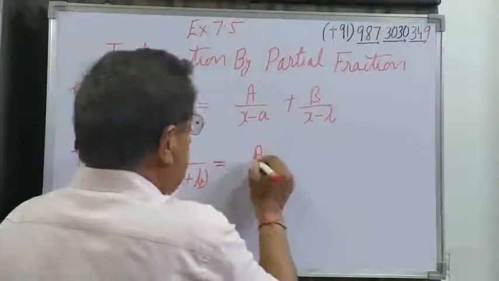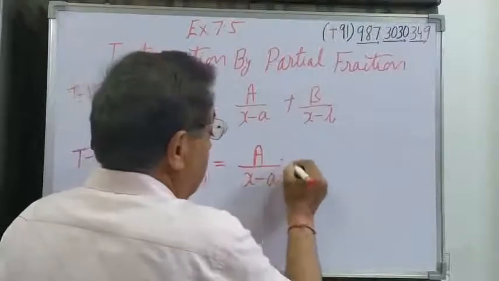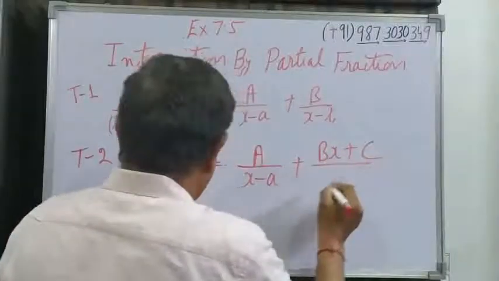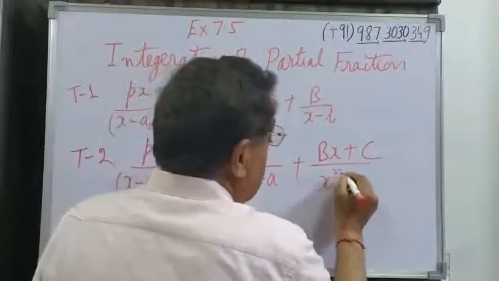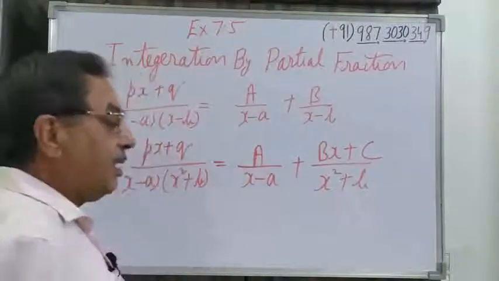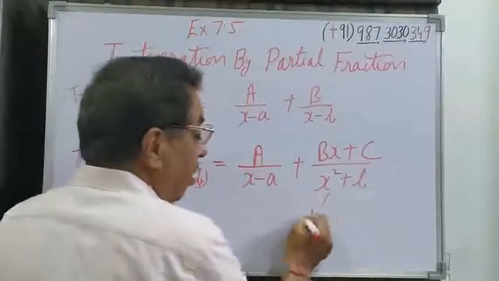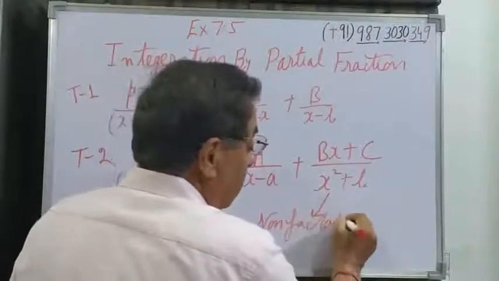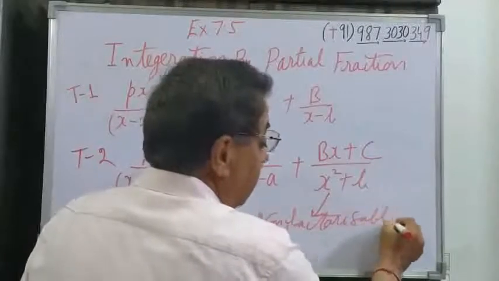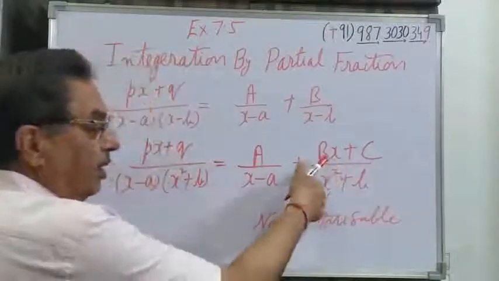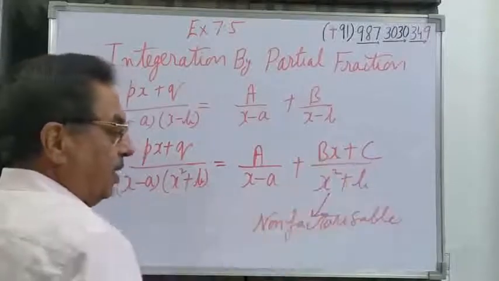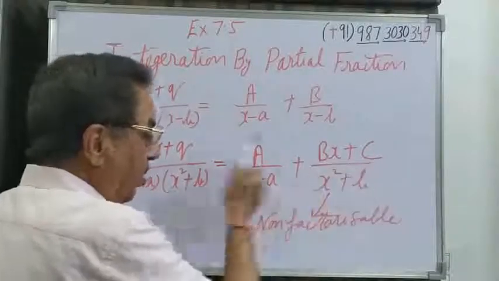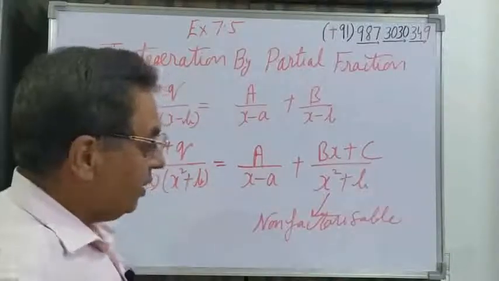It will be written as a upon x minus a plus bx plus c divided by x square plus b. The only condition here is that it is non-factorizable. When such a condition is there, we write bx plus c in the numerator, and then we find the values of a, b, c. So this is our second type.